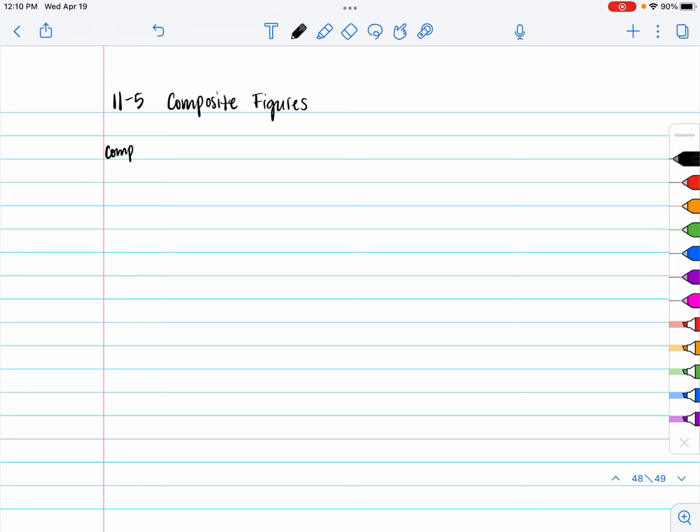Now, composite figures is exactly what it sounds like. If you know the definition of composite, it literally just means composed of more than one. So in this particular case, we're going to take some shapes, more than one shape, and we're going to kind of merge them together. And we've done a couple of examples of this already, and we're going to dive deeper into composite figures. So composite figures, or composite, just means it is a composition of two or more figures or shapes.